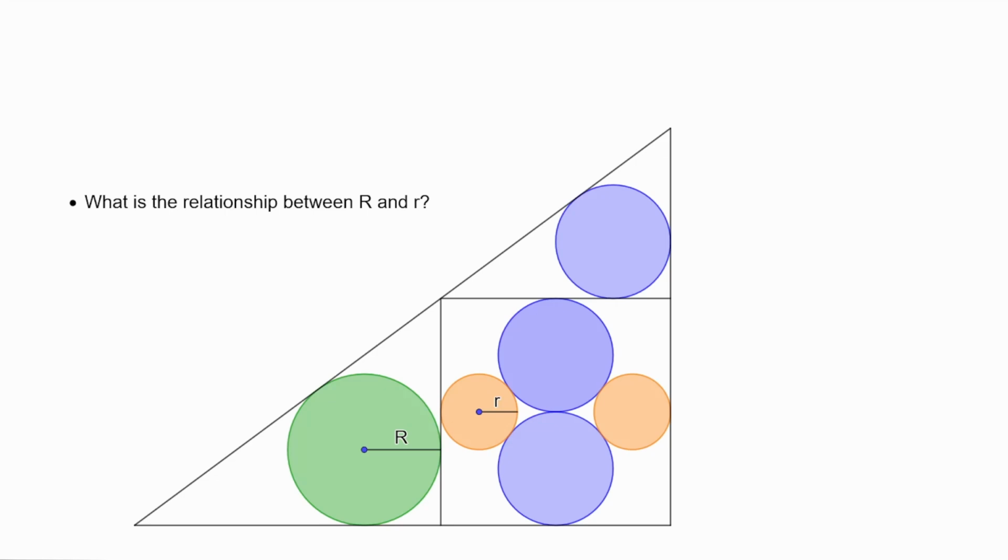And the task is to find the relationship between the radius of the big green circle and the radius of the small orange circle in the image. As with all problems from Pythagoras Quest, you don't need advanced theoretical knowledge to solve this problem, but it does require that you know all the basics of Euclidean geometry. And just because you don't need advanced theory does not mean that the problem is easy to solve. Now, if you want to solve this problem on your own, feel free to pause the video and then come back when you're ready for the solution.